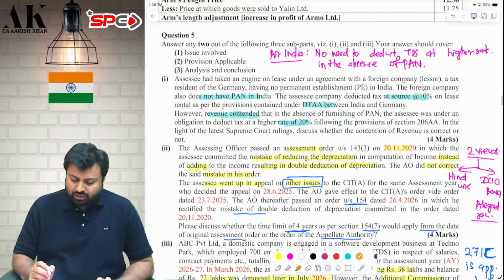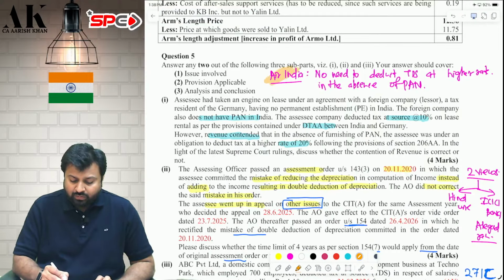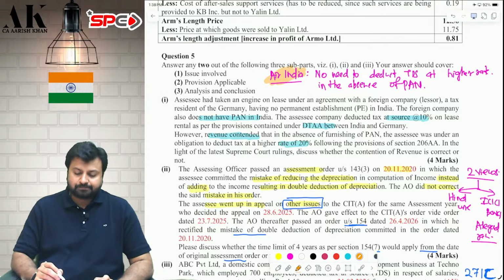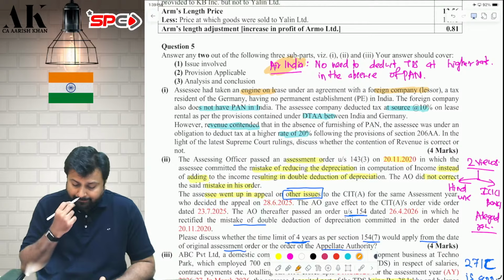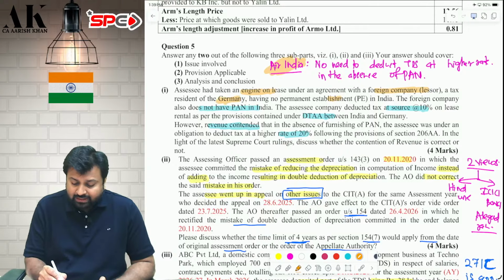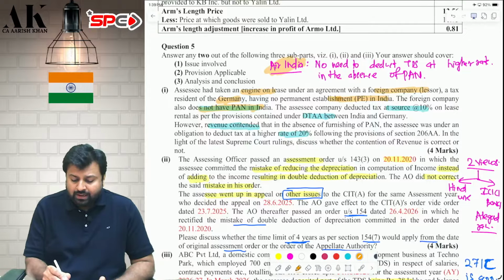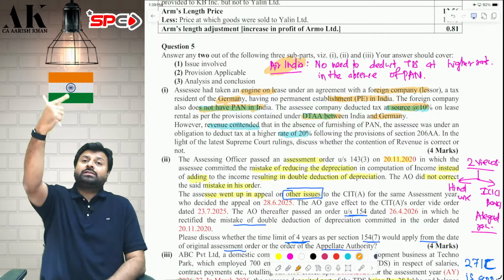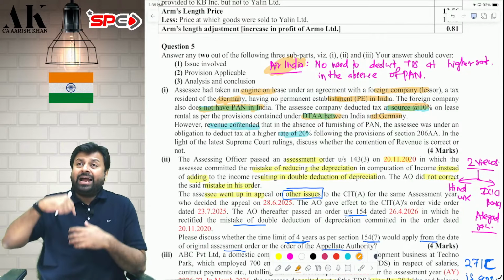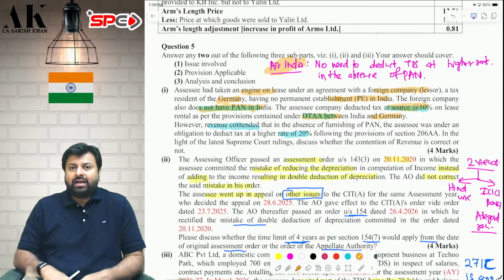Now, what is the first case law over here? Try to understand this case law, please. Very good case law. There is Air India over here. Air India is an assessee. Now, Air India has taken an engine on lease from a foreign company, which is from Germany. That foreign company does not have a PE in India. That foreign company does not have a PAN also in India. But the DTAA between India and Germany says that the tax will be deducted at 10%. Now, the question is, because that DTAA says 10% and the non-resident does not have a PAN, should I deduct TDS at the higher rate of 20%?